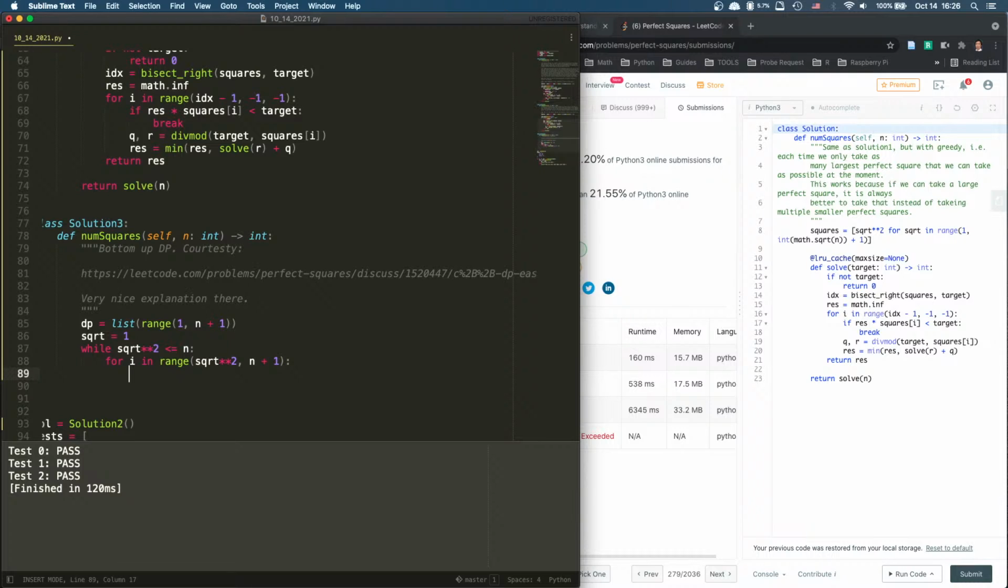For I in this, then we don't need to start with 1 because this is already started with 1. Let's start with 2, right? So for I in range this, and then DP[I] shall equal the minimum of DP[I] and divmod. We need divmod. So QR equals divmod I, SQRT squared. Too many times we're calling it squared.